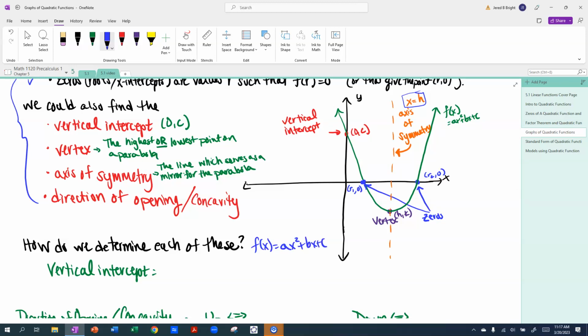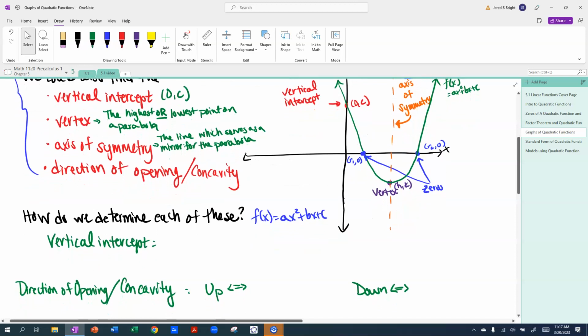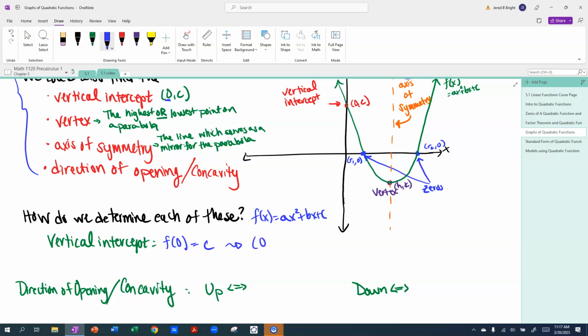First up is finding the vertical intercept. Vertical intercept just means that x is 0. So we're putting in 0 and we're getting out, in this case, well, that would wipe out, and all I'm left with is c. And so f of 0 is c. So this is literally substitute in 0 for x and figure out what c is. Or if it's in this expanded form versus, say, factored, then you get it for free.